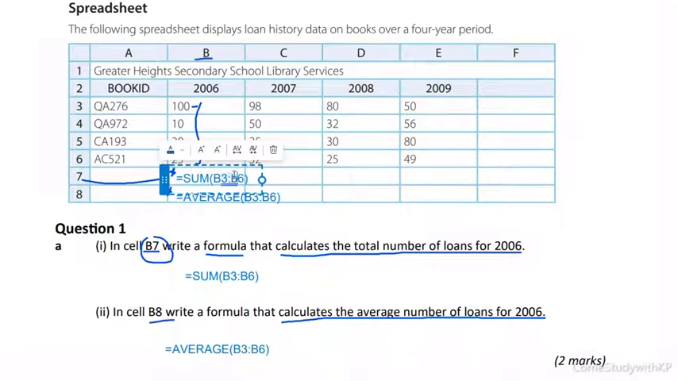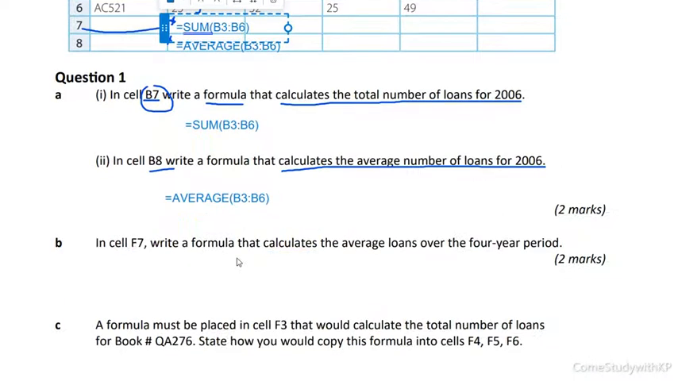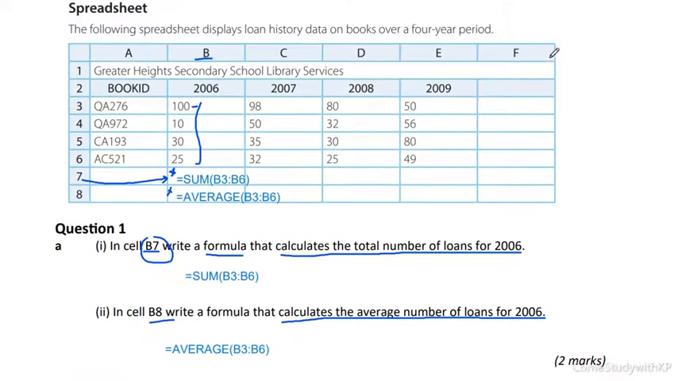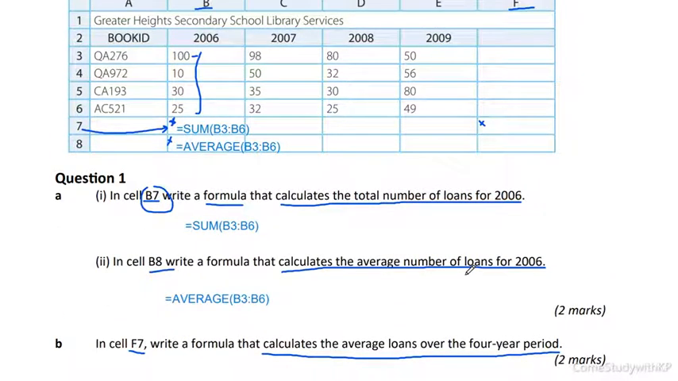Now the next question. In cell F7, write a formula that calculates the average loans over the 4-year period. So let's find cell F7. This is F, and we're going to 7. We want to find the average over the 4-year period, which here is 2006, 2007, 2008, and 2009.